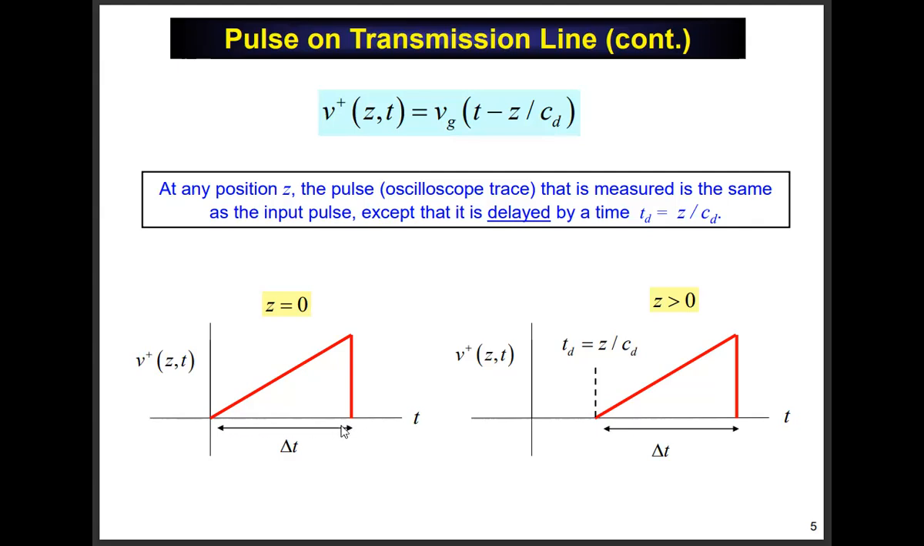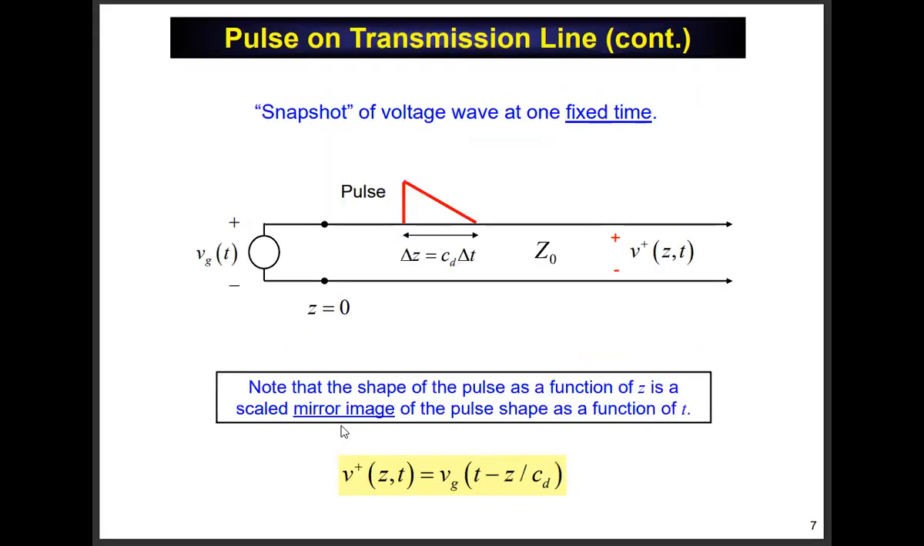It's got time duration delta t. Now, it's traveling at a speed, the speed c. So during a certain time interval, it's going a certain distance, delta z, which is speed times time. So when you plot versus distance at a fixed time, you're going to see the span in distance being the speed of light times what the time span was, right? So that could be anything, depending on what the speed is. But anyway, it's reversed too.